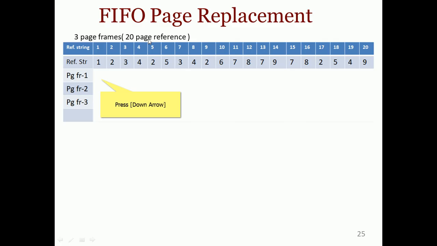How many page frames? 3 page frames. Page frame 1, page frame 2, page frame 3. So let's start with the first in first out page replacement algorithm. The first one is the first page demand.